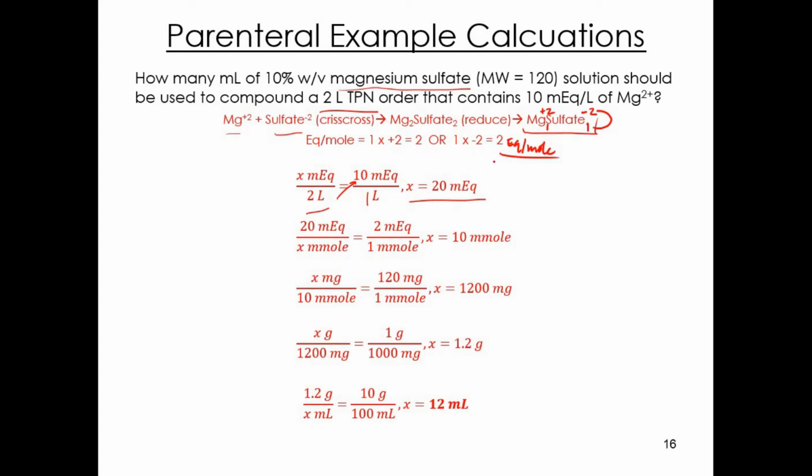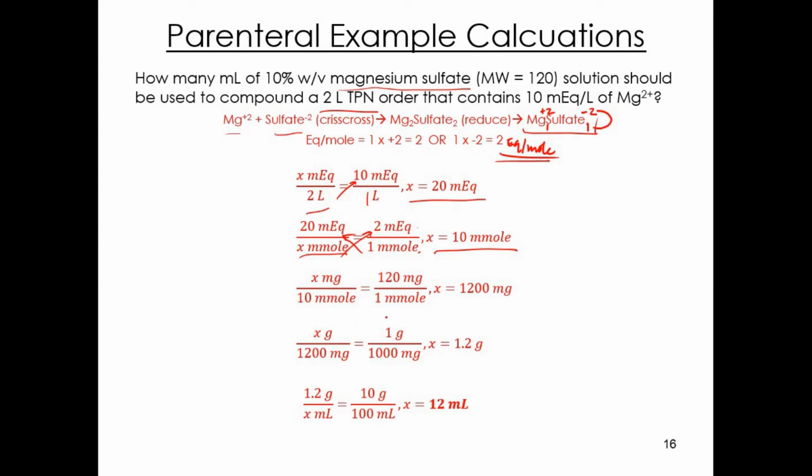Next, we can use our equivalents per mole conversion factor to see how many millimoles is represented by 20 milliequivalents. So if there's 2 milliequivalents per millimole, how many millimoles in 20 milliequivalents? And we see that we had 10 millimoles of the salt.